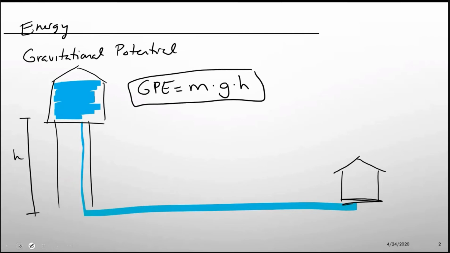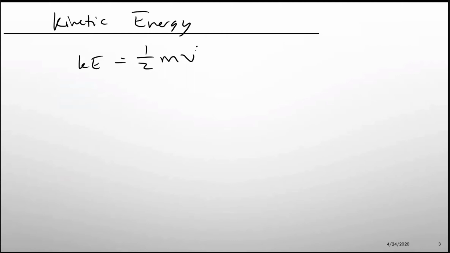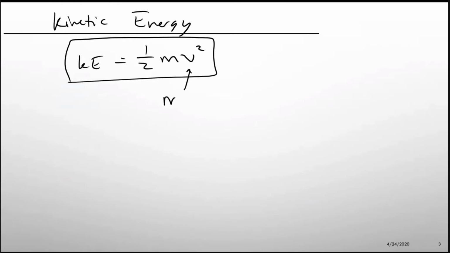The next type of energy that we look at is kinetic energy. So kinetic is given by the following equation: 1/2 mass times velocity squared. So kinetic energy only exists when something is moving. So if something stopped, it has no kinetic energy. If something's moving, it absolutely has kinetic energy because its velocity is not zero.